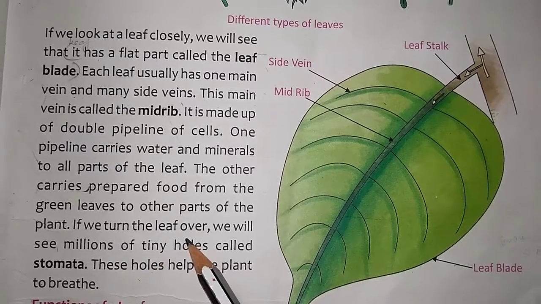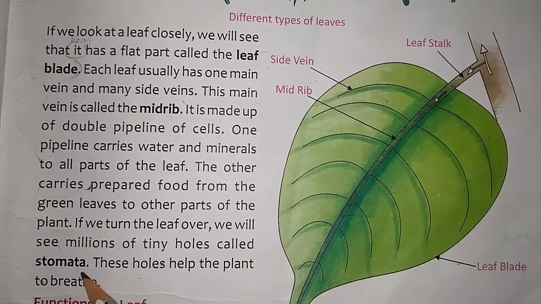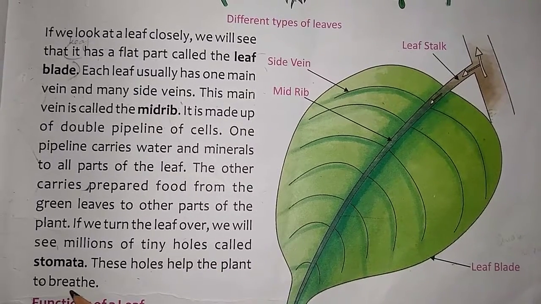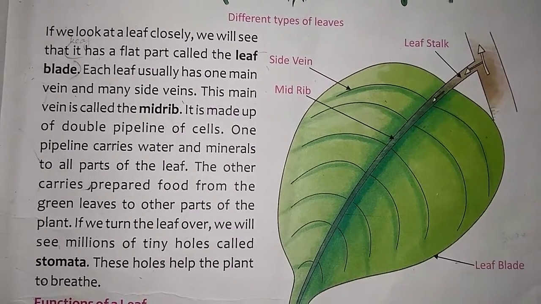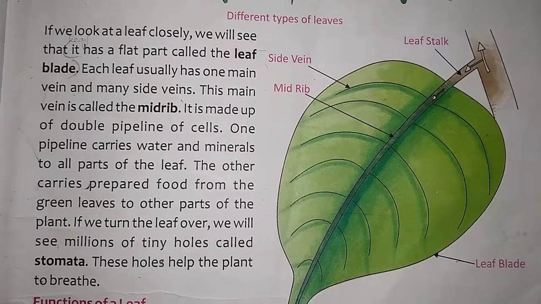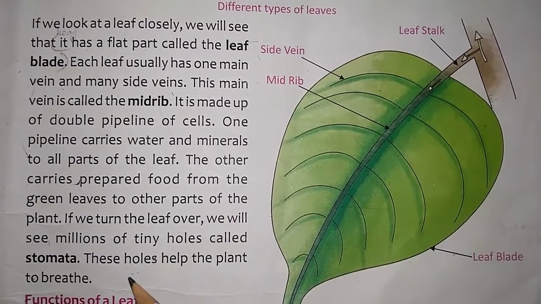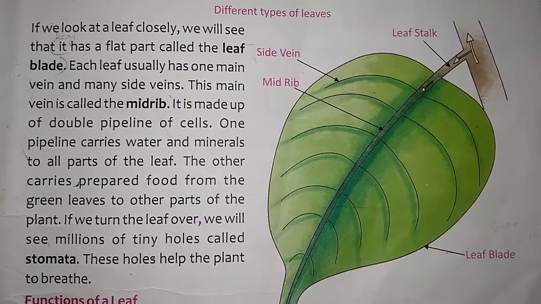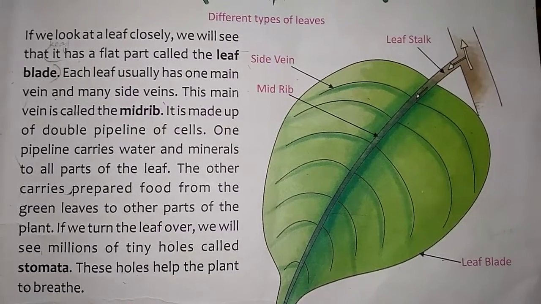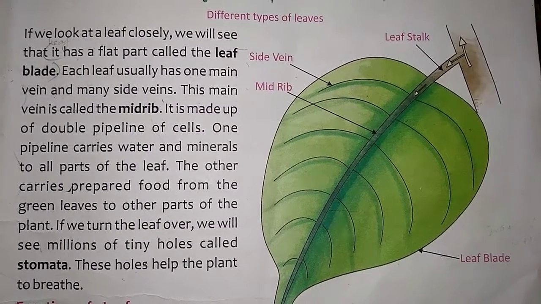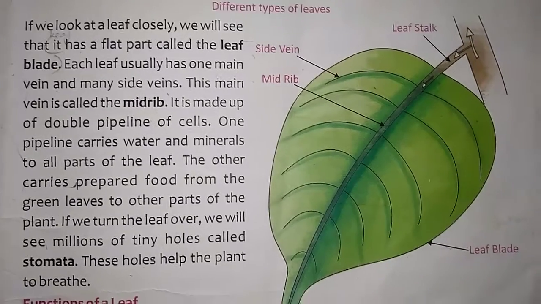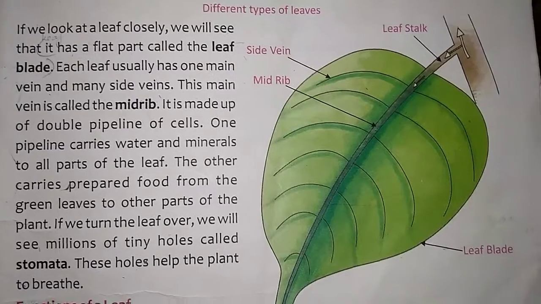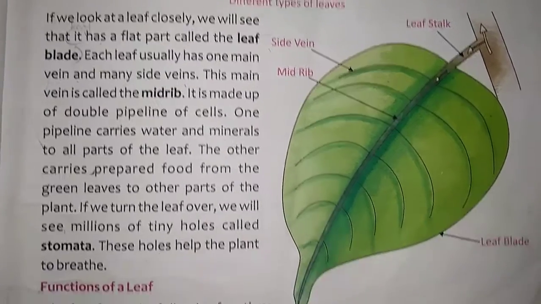If we turn the leaf over, we will see millions of tiny holes called stomata. Small holes, small pores, are known as stomata. These holes help the plants to breathe. Now plants breathe through the stomata. Then stomata means what, children? The leaf will be having small tiny holes. It is known as stomata.